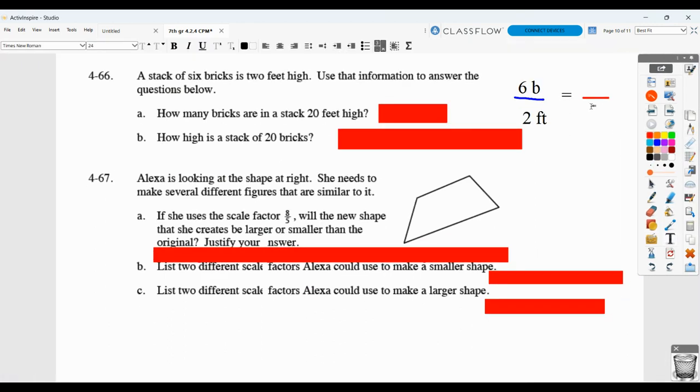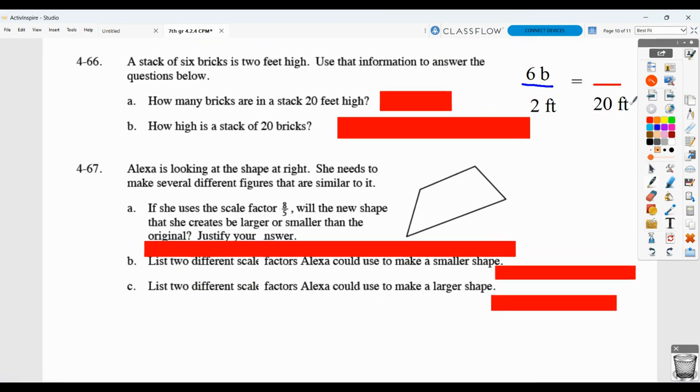All right, and again, this isn't the only way to show your work, but you do need to show your work. And so this would be like B for bricks. We don't know how many. You could do cross products, 6 times 20, and then divide by 2. Or you could say 2 times 10 is 20, so 6 times 10 would give us the number of bricks, which is 60.